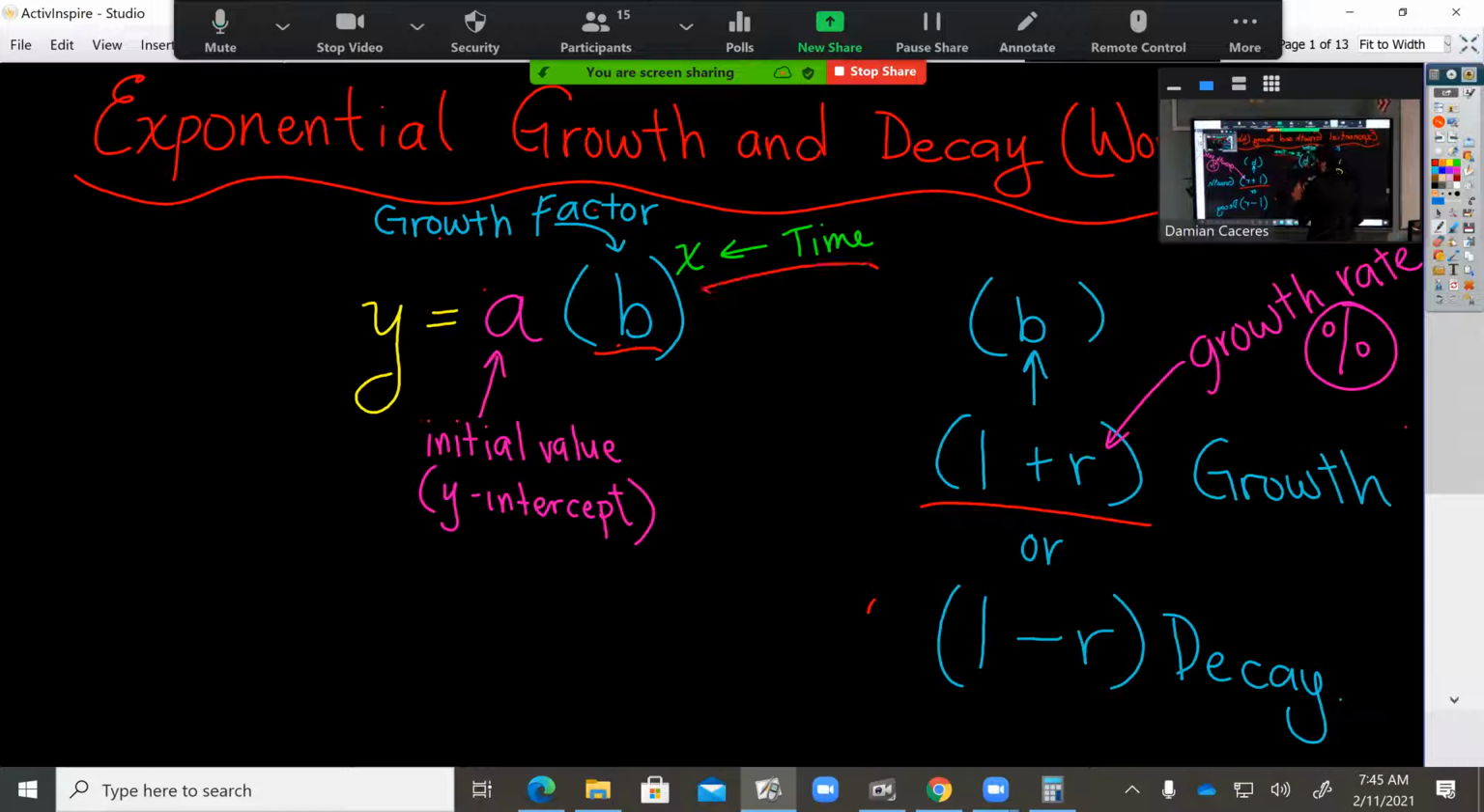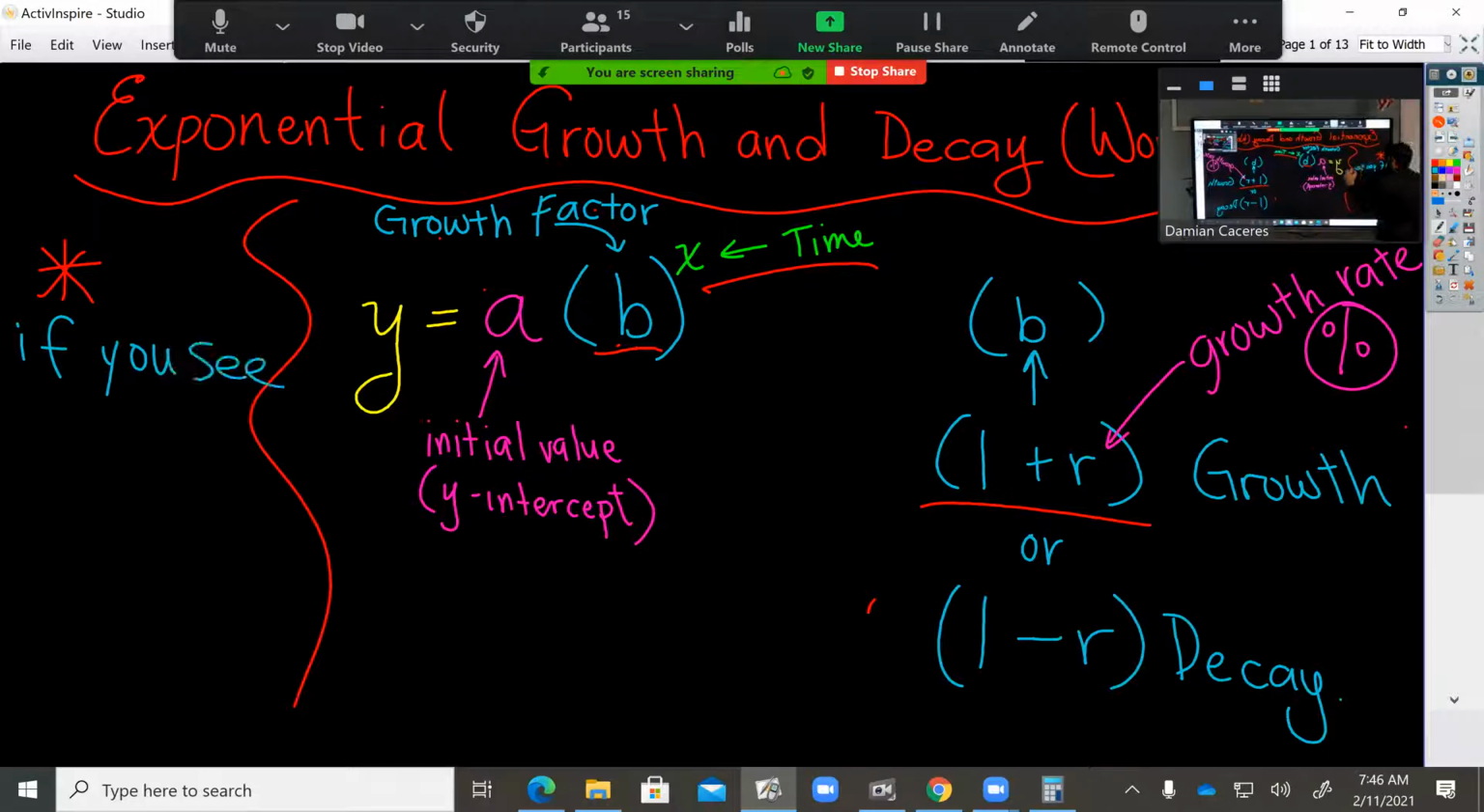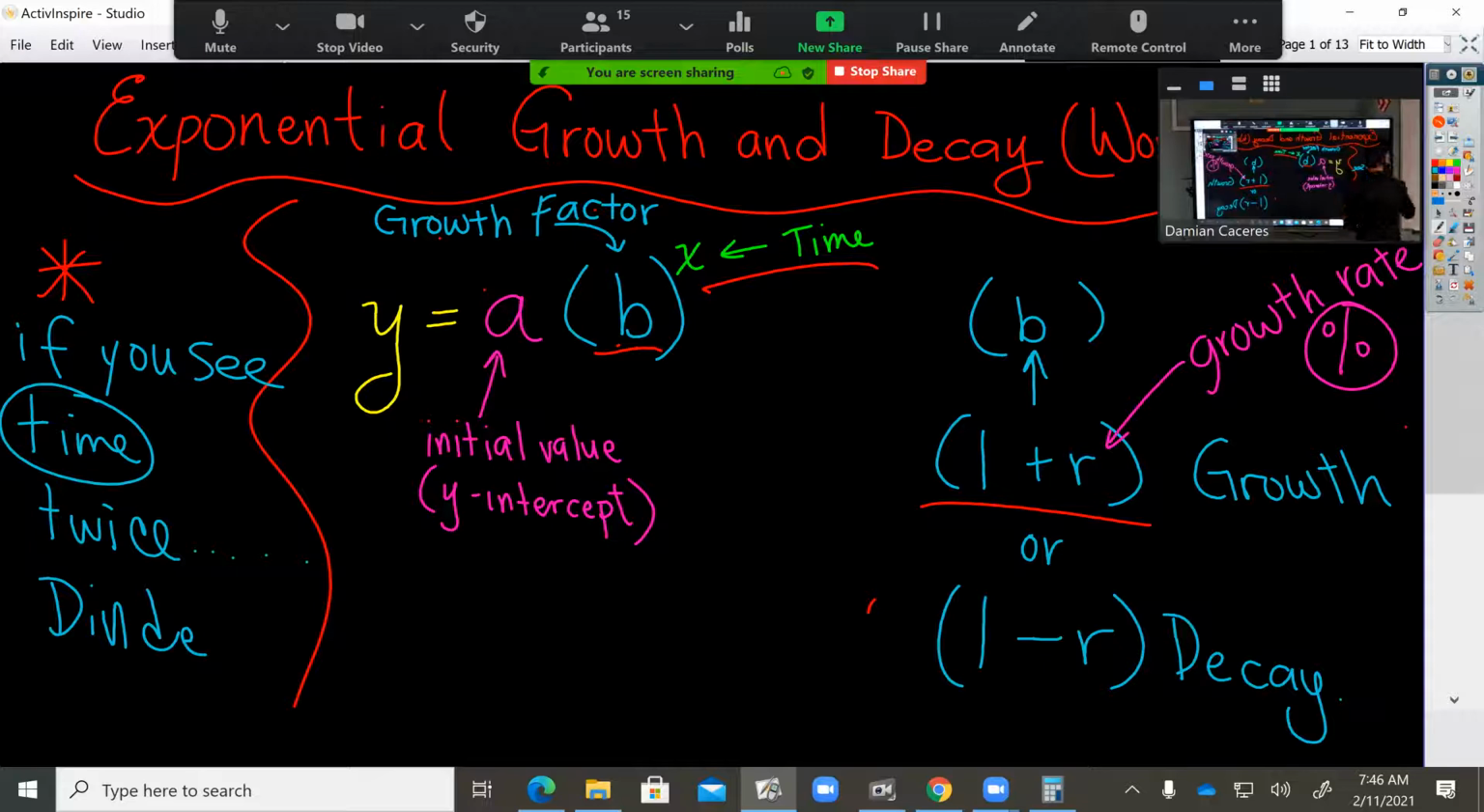Next is time. Very important you remember this detail about time that I'm about to tell you. Write this down somewhere because it's super important. If you see time twice, divide the time. Divide the time. So if you see time twice, divide the time.